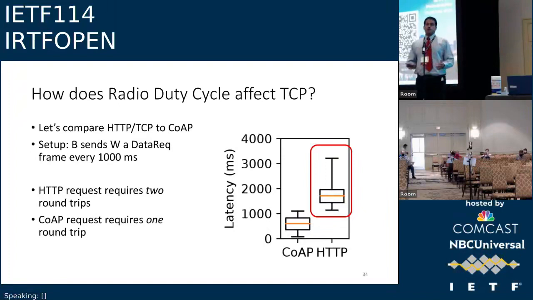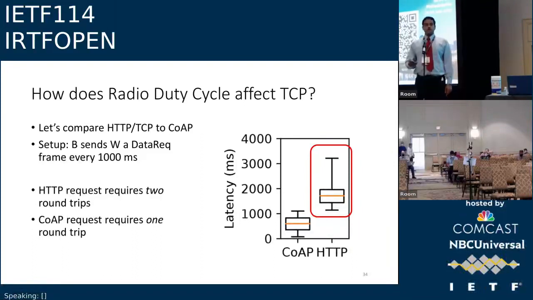Now, I want to point out that there have been some recent extensions to TCP, for example, TCP Fast Open, which you can use to eliminate the second round trip and get performance parity between CoAP and HTTP. But this problem also happens for bulk transfers, where the ACK clock nature of TCP causes it to consistently experience the worst case latency, even for bulk transfers. So this is an important problem to solve regardless of that.